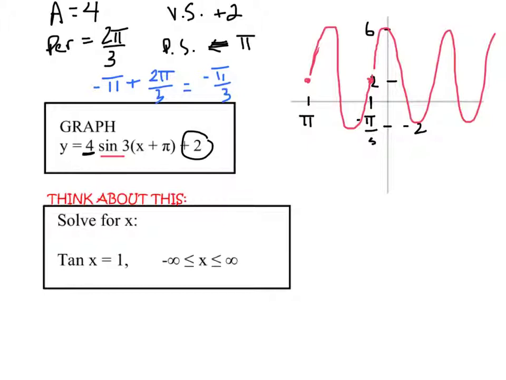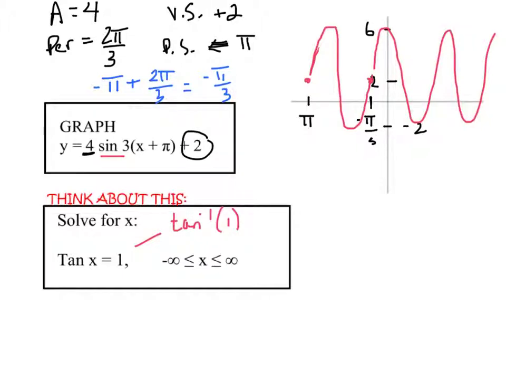Next, I want to talk about when tangent equals 1. What angle would we plug in for x to make tangent equal to 1? Well, maybe there are a lot of ways to do this. You could certainly use your calculator. You could use inverse tangent, the inverse tangent of 1.